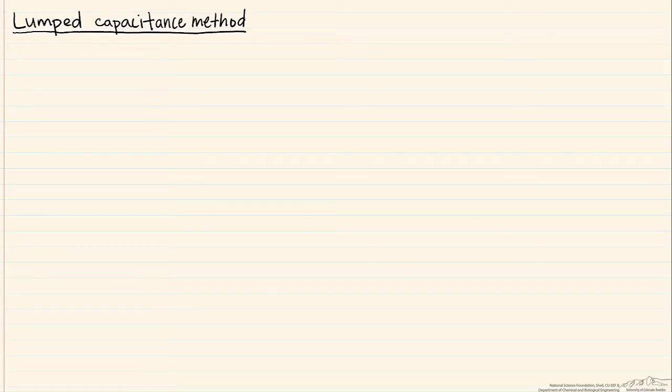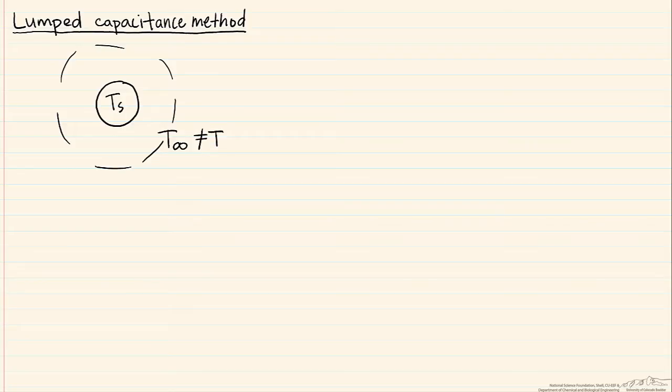In this screencast, I'm going to show you how to solve transient conduction problems using the lumped capacitance method. So transient conditions occur when boundary conditions change. For example, let's say we have a solid that's at some temperature, T sub S, and it's placed in a thermal environment that's at T infinity, a bulk temperature that does not equal our T sub S. The temperature within the solid will continue to change until the system reaches steady state again.